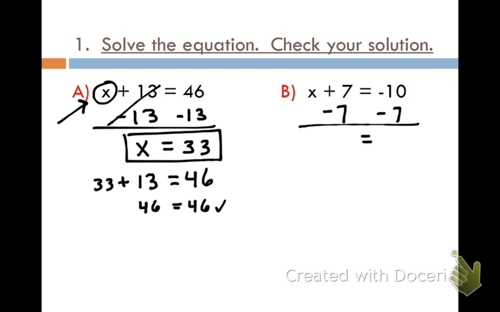0. Cancel it out. Draw a line through it. I'm left with plain old what? Plain old x is still there. Next up, negative 10 minus 7.